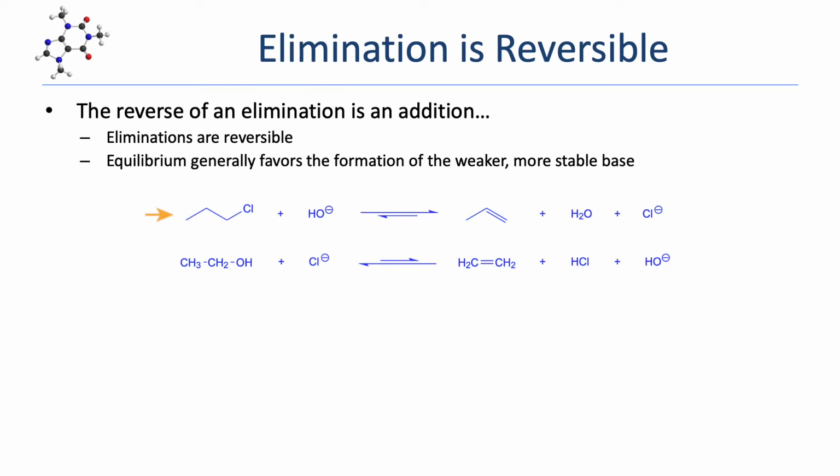In the first example, we can see that hydroxide is the base and chloride is the leaving group, and since chloride is more stable than hydroxide, the elimination is favored and equilibrium lies to the right. In the second example, we can see that chloride would be acting as the base and hydroxide as the leaving group. And since hydroxide is less stable than chloride, the elimination fails and equilibrium lies to the left.